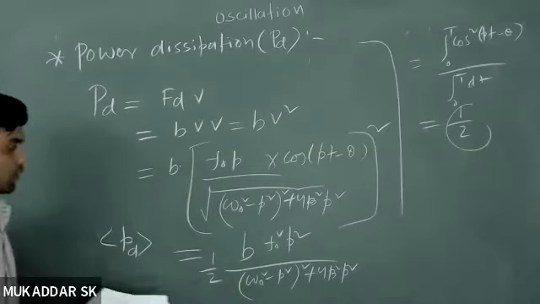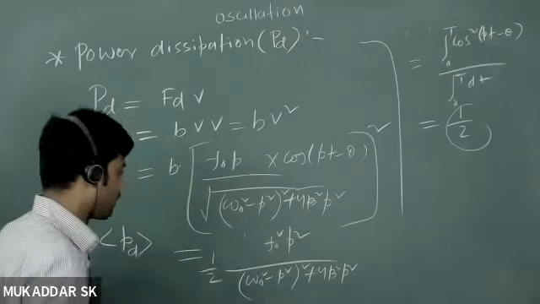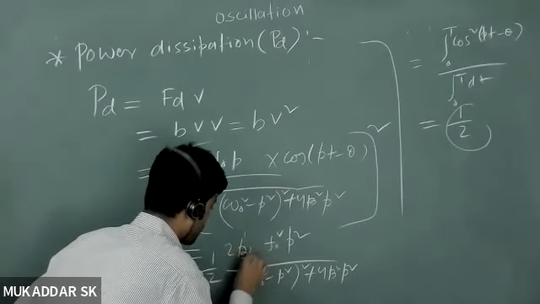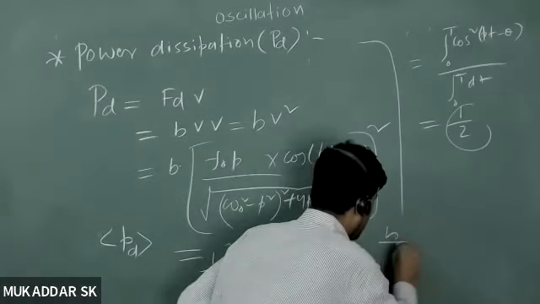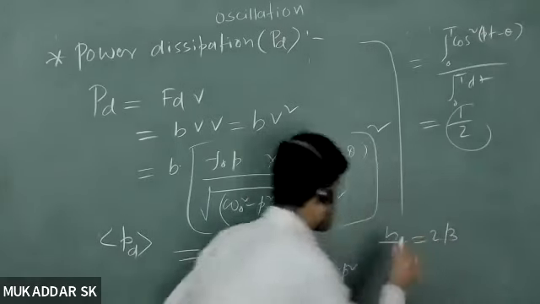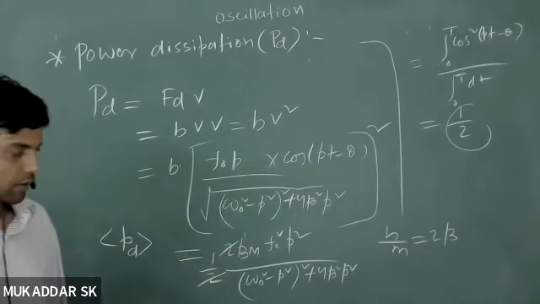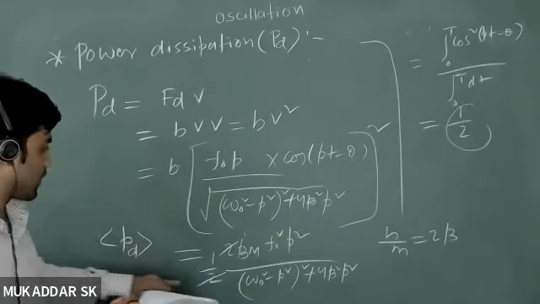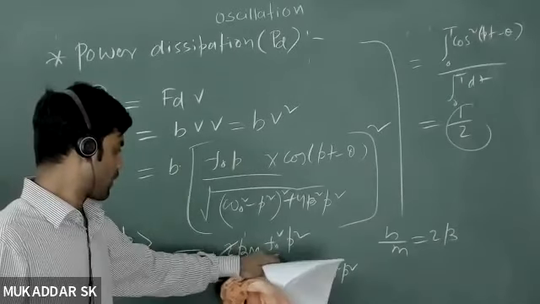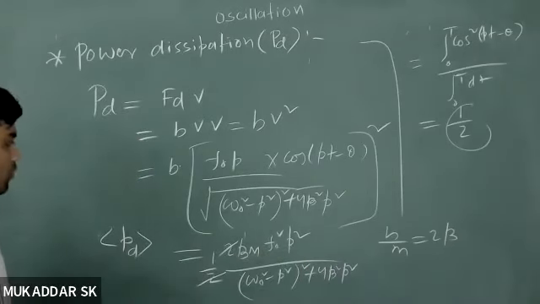Okay. So this is your 1/2 b, and in place of b, I can write twice beta into m, right? Because we know that b by m was twice beta. So I can cancel these two, and I'll get the time average of power dissipation, which will become beta into f naught square p square divided by omega naught square minus p square whole square plus 4 beta square p square. So this will be your time average of power dissipation.